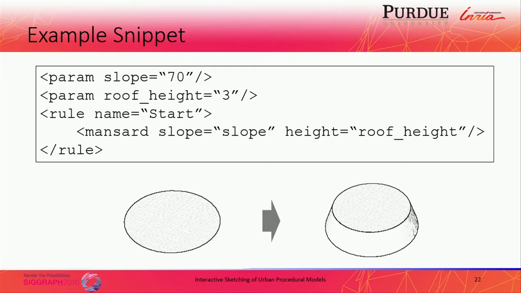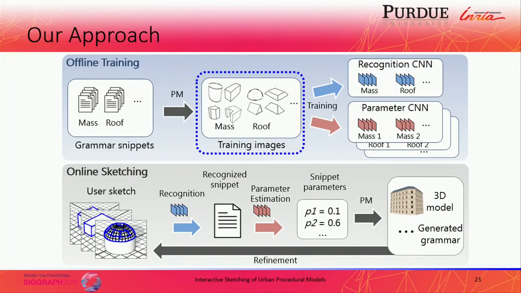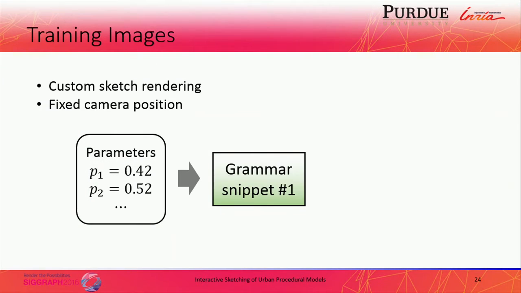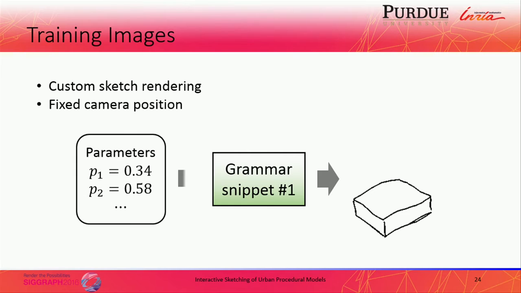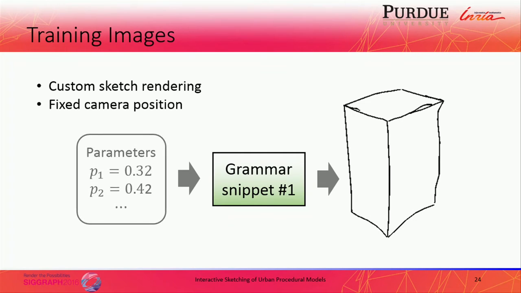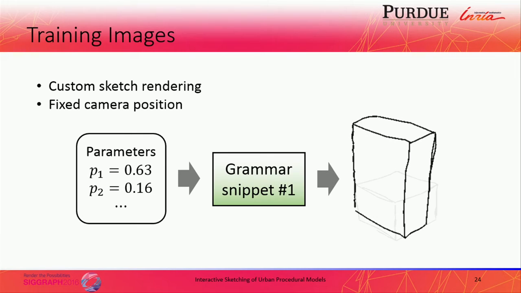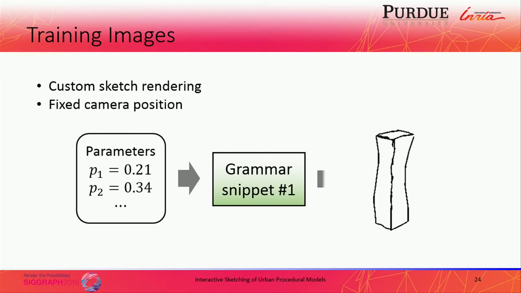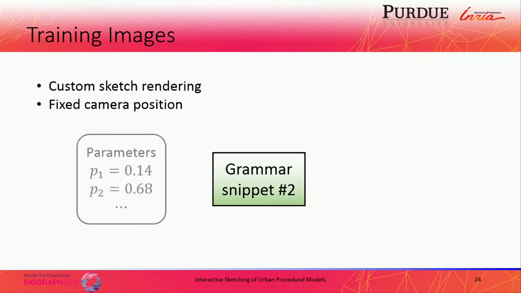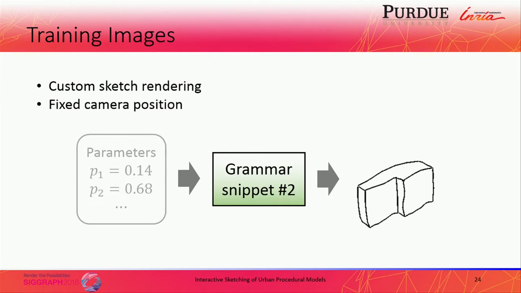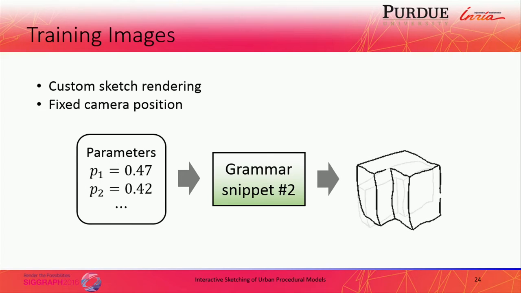Using the grammar snippets, a large number of training images are synthesized. We implemented our custom sketch rendering that imitates human-drawn strokes. For each grammar snippet, parameter values are randomly selected within a predefined range, and training images are generated using custom sketch rendering. We fix the camera position and viewing direction to reduce the complexity of snippet recognition and parameter estimation.